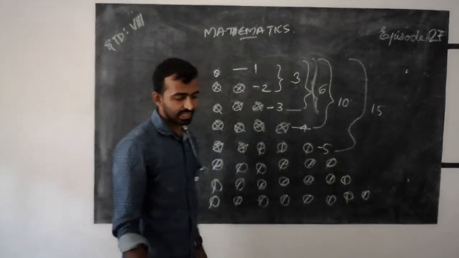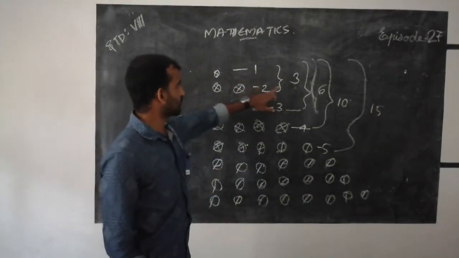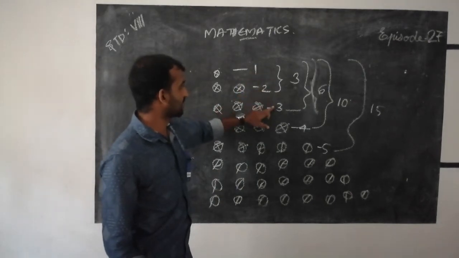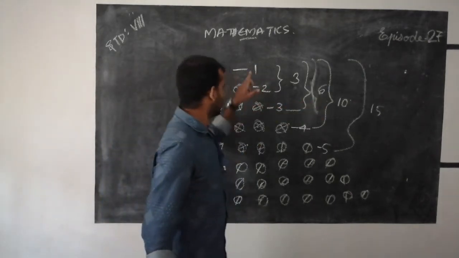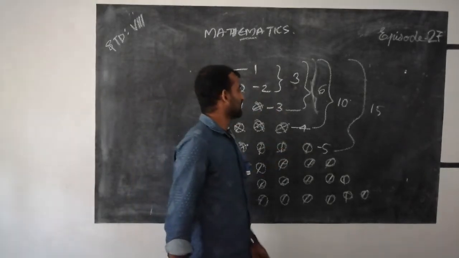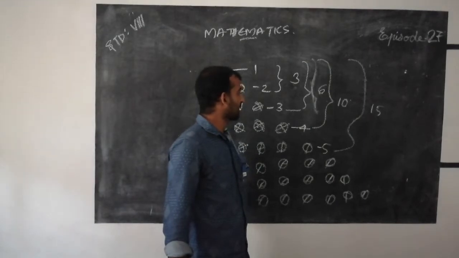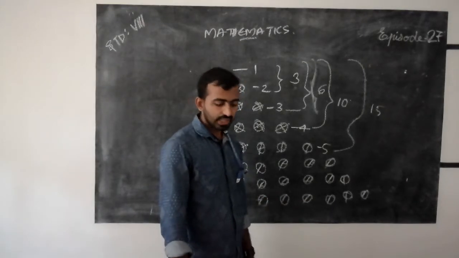That is 1 plus 2, 3. 1 plus 2 plus 3, we get 6. 1 plus 2 plus 3 plus 4, we get 10. 1 plus 2 plus 3 plus 4 plus 5, we get 15.